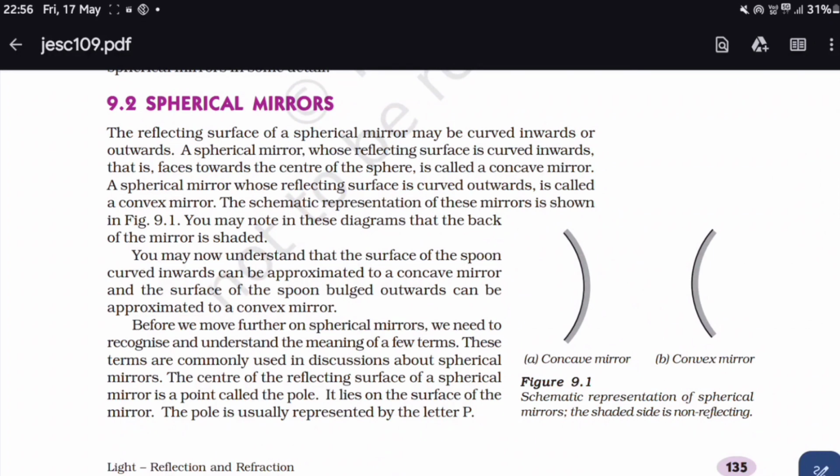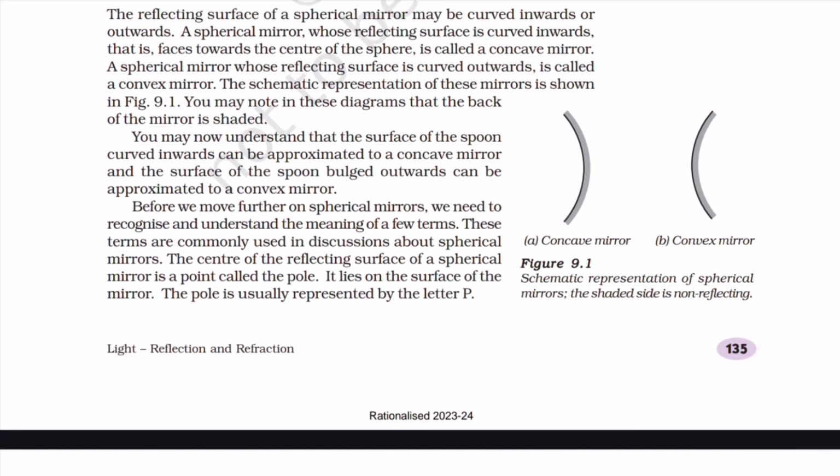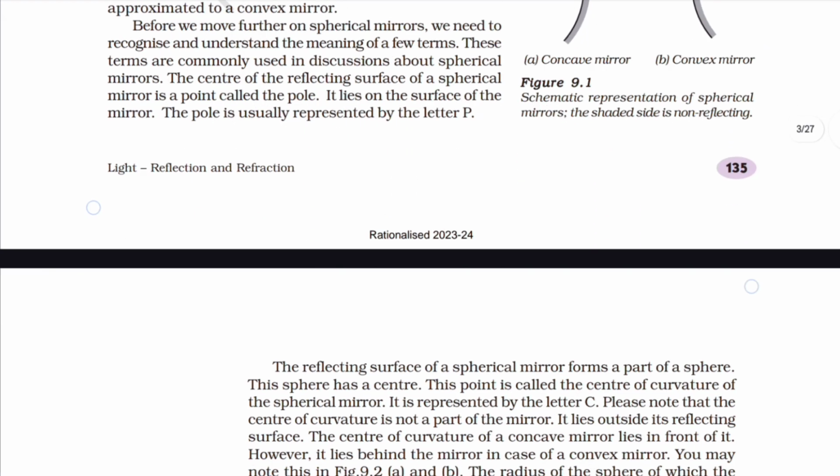In the previous section, we have studied spherical mirror, and the pole is usually represented by P. Till here we studied in the previous video. Now we are moving to the next.